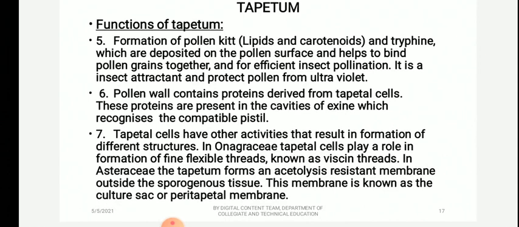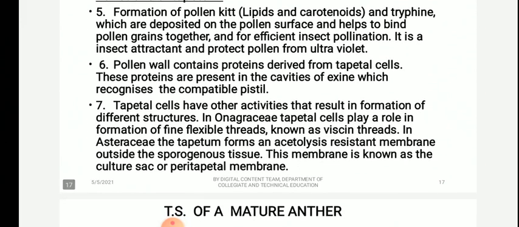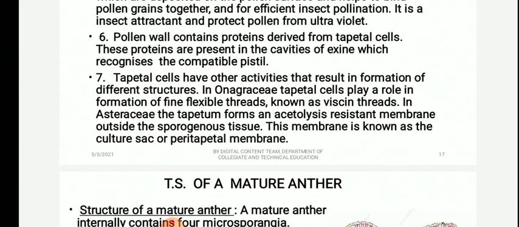So pollen kit is the contribution of the tapetum. This pollen kit is formed by the tapetum, which attracts insects and protects the pollen from ultraviolet rays. The pollen grains will have a pollen wall, and this pollen wall will have proteins derived from tapetal cells. These proteins are present in the cavities of the exine, which recognize the compatible pistil. So inside the exine there will be proteins given by the tapetal cells, which recognize the compatible pistil during pollen germination.